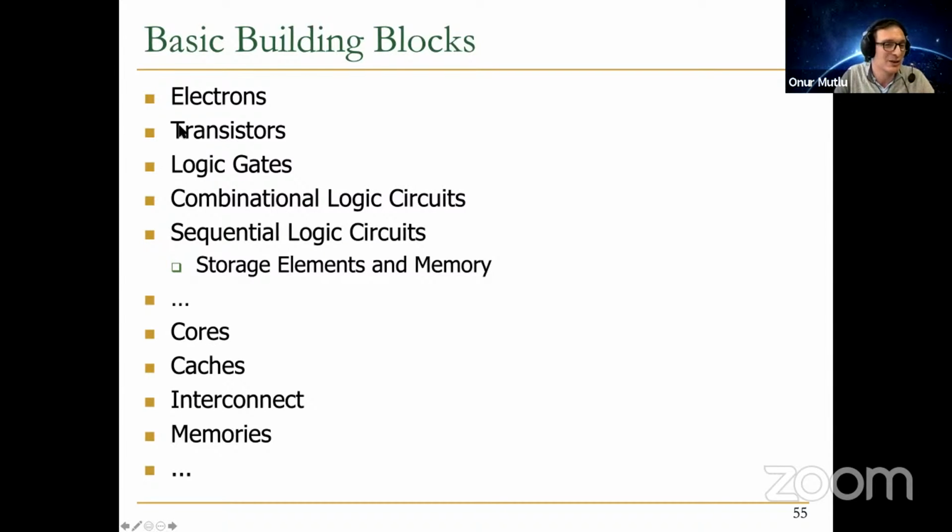So there's a lot we will learn basically in this course. We're going to go all the way from electrons. We're not going to talk about physics clearly because that's outside the scope of this course. Hopefully you all know the basics of physics from your high school. But we're going to start with the abstraction level of a transistor.